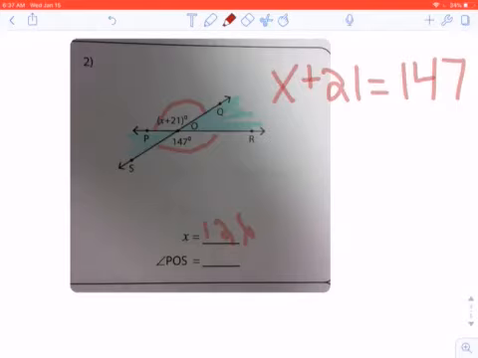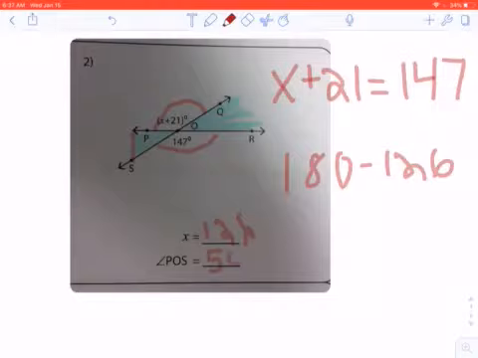So the measure of angle POS, so that's this angle here. Remember, it makes that straight line. Okay? So 180 minus 126 is going to be 54 degrees.